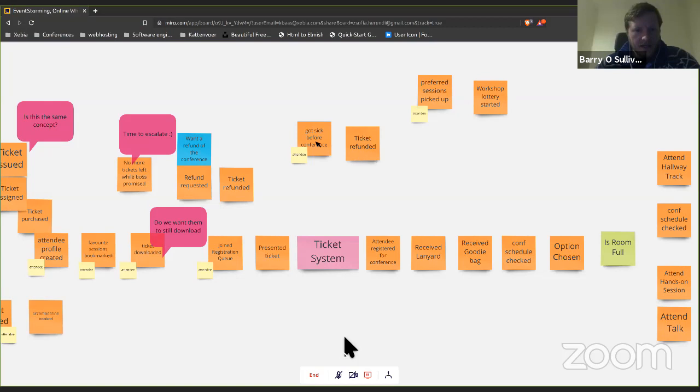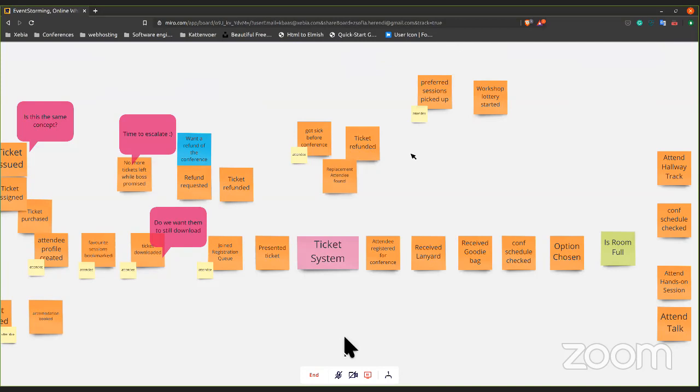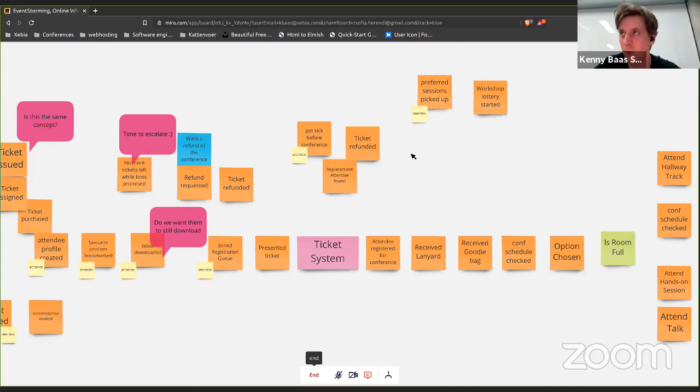We also have here an edge case, but one that needs to be considered, which is got sick before conference, which then led to ticket being refunded. Yet again, there's also that one maybe that could be the same. Yes, that's a good idea. So one thing here is, is there a limit before an attendee can get a full refund? Like 1 week before or 1 day before?